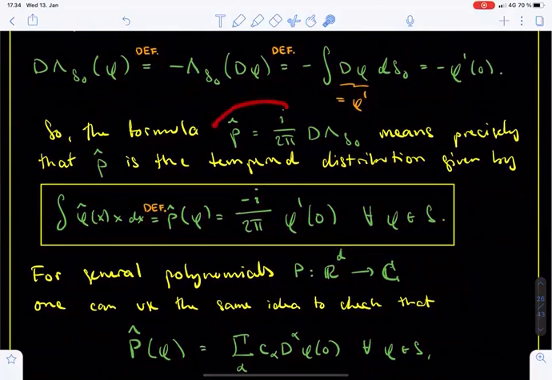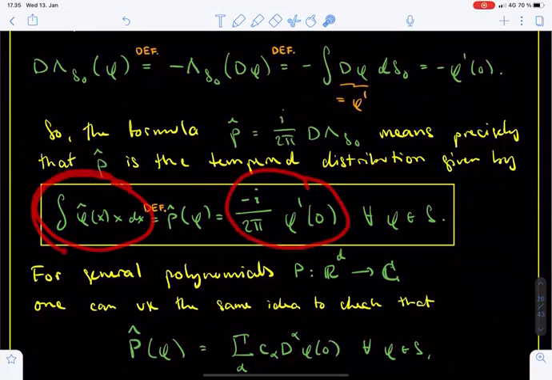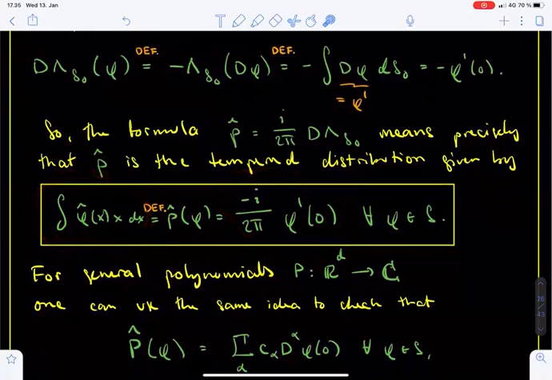Now we can rewrite the formula hat p equals i over 2 pi times d lambda subscript delta 0 in a much more concrete way. And this formula means precisely that if phi is any Schwarz function on the real line, then the integral of hat phi of x times x dx, which is the Fourier transform of p evaluated at phi by definition, equals minus i over 2 pi times phi prime evaluated at 0. The equality between the left and right hand sides of this formula may not be the most useful formula in the world, but at least it's a concrete and non-trivial equation concerning all Schwarz functions.